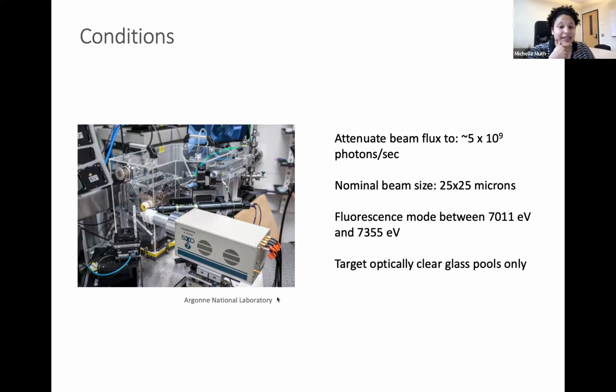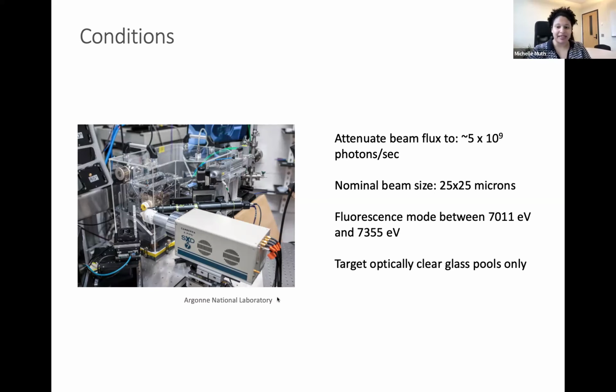And so we end up with a similar configuration, this time scanning in the iron XANES region, especially making sure to take fine steps in that pre-edge multiplet. And again, we're targeting optically clear glass pools. This is particularly important in the case of iron XANES because many of the crystals that are present in silicate glasses contain a lot of iron. So it's extremely important to analyze crystal-free glass pools if we want an accurate analysis.